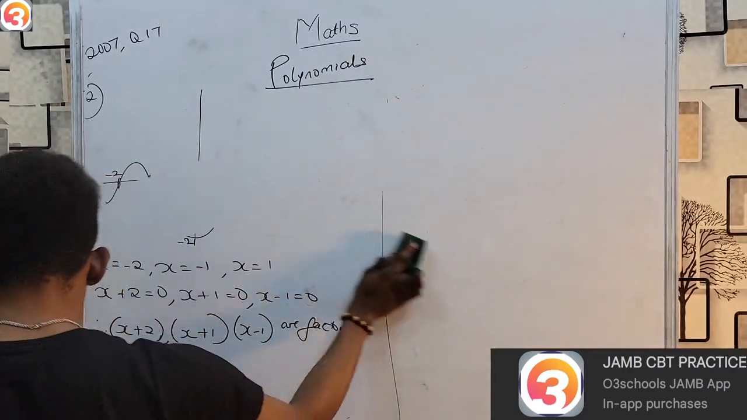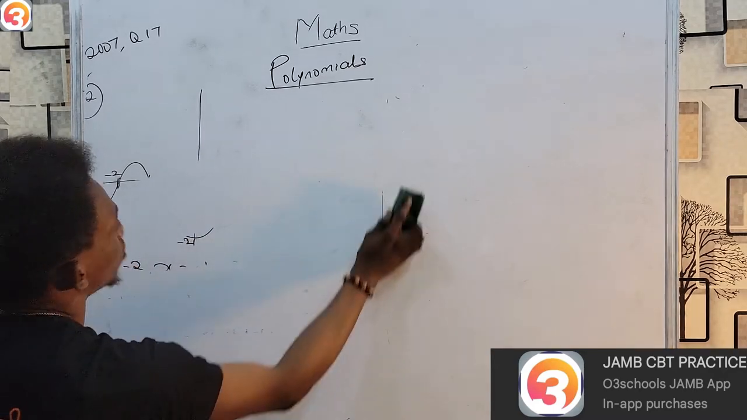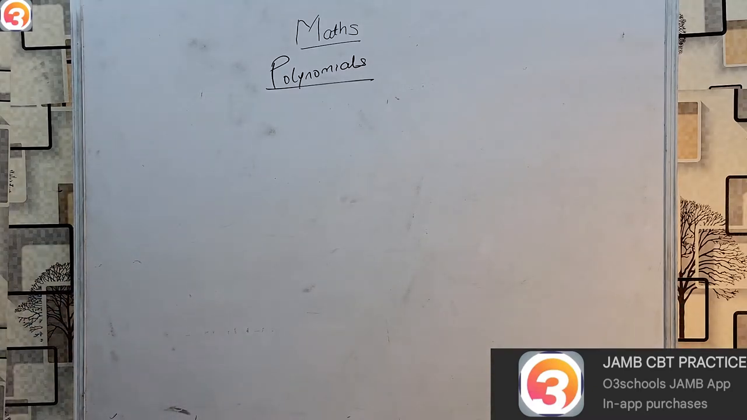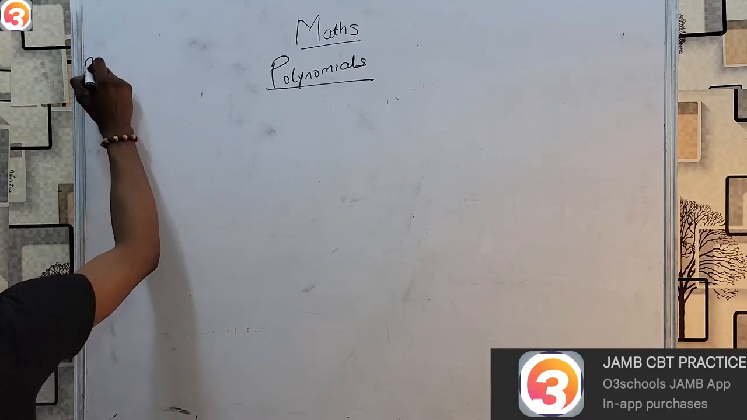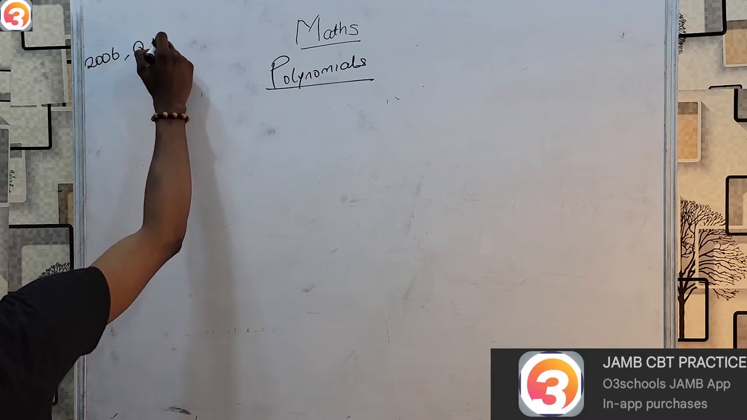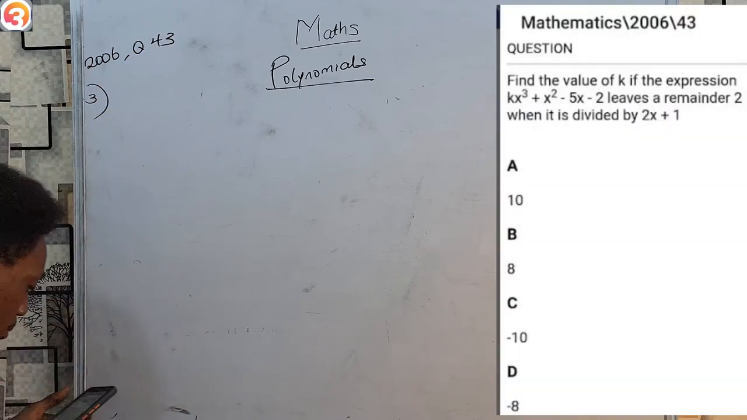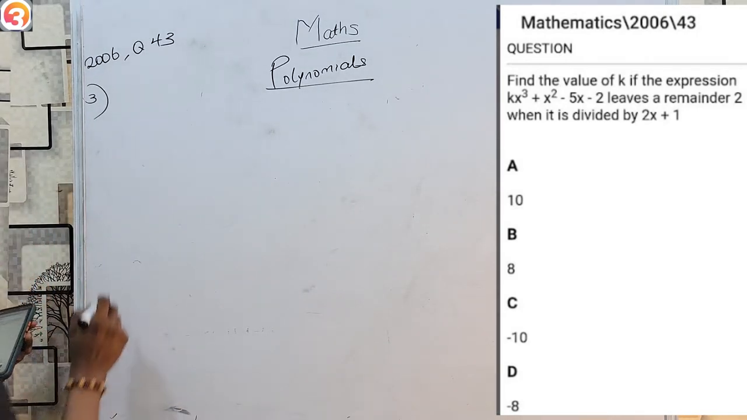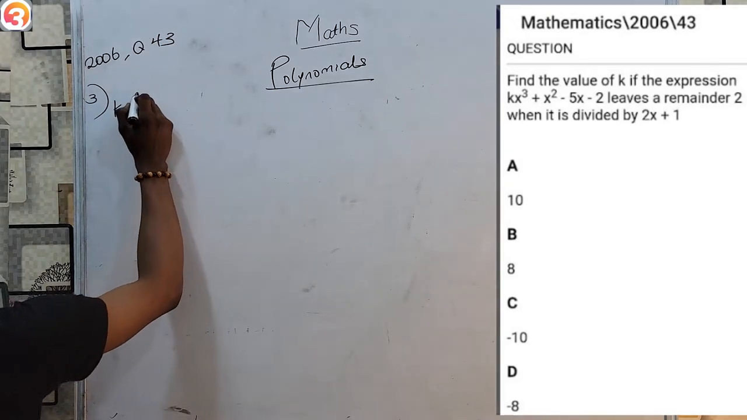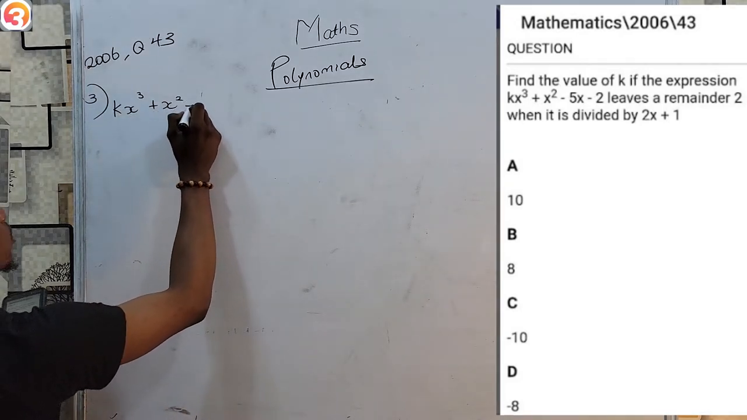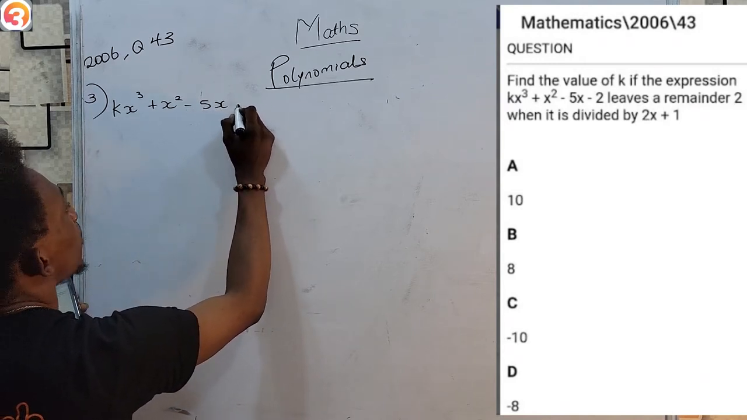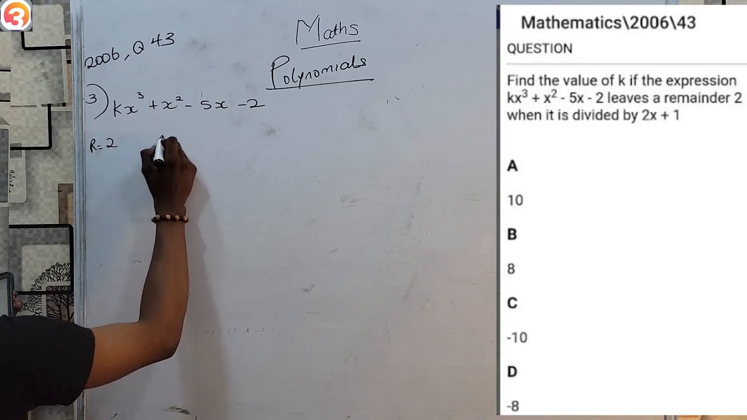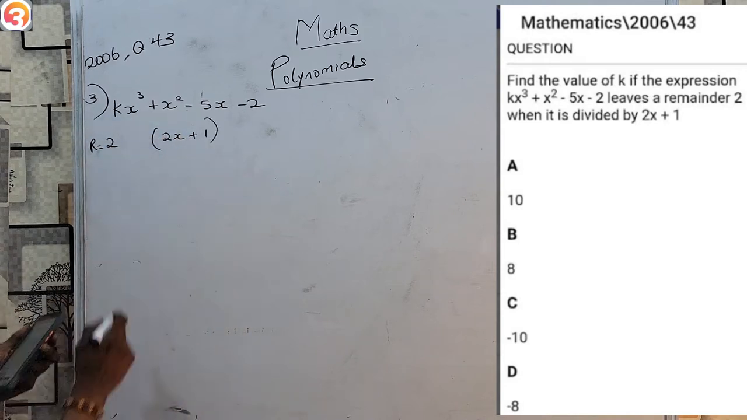So let's move on to our third question. This one being from the year 2006, and this is question number 43. And it says, find the value of k if the expression kx cubed plus x squared minus 5x minus 2 leaves a remainder of 2 when divided by 2x plus 1.